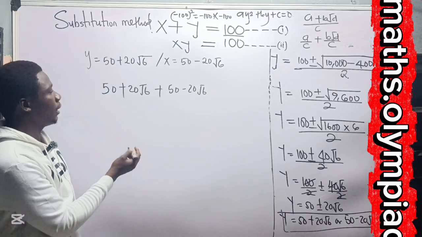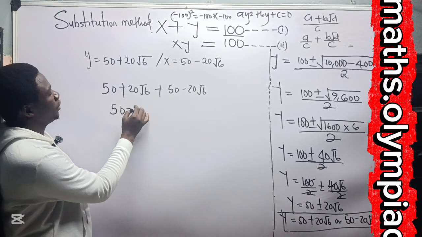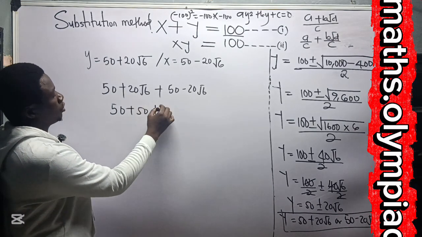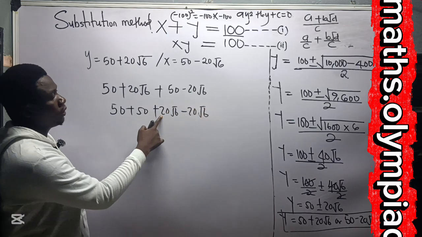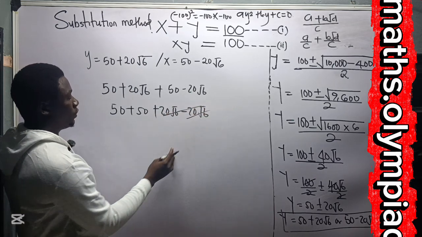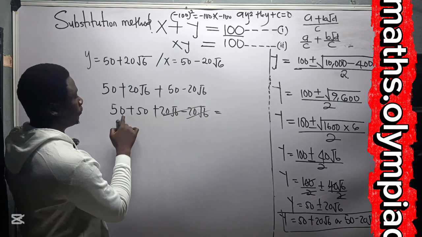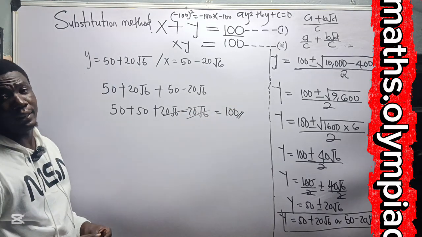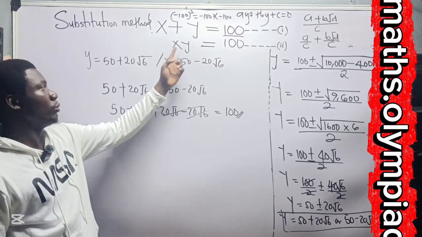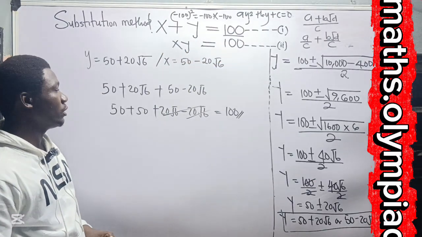Let's collect like terms here: 50 plus 50 plus 20 root 6 minus 20 root 6. So 20 root 6 minus 20 root 6 will give us what? 0. So we are left with 50 plus 50, and that will give us 100. So when we added it, we got 100. Let's multiply it to see if we are going to get the same 100.